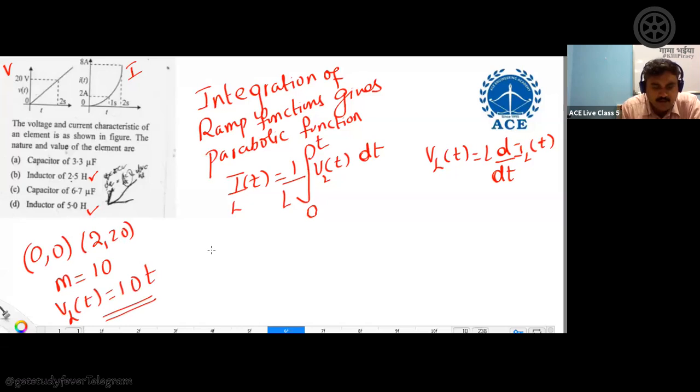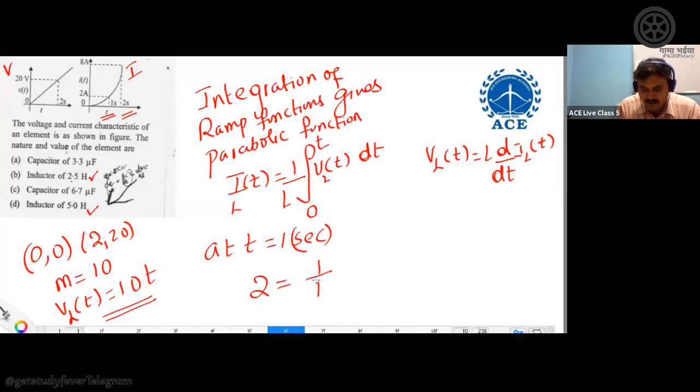You can take IL of t at any point, either at 1 second or 2 seconds, because only those two values are given to you. You can observe here, the value of current IL of t is given at 1 second and again at 2 seconds. So you express at any one point. What I am doing is taking t equal to 1 second. IL of t at t equal to 1 second is 2 amps, equal to 1 by L. L we have to identify.